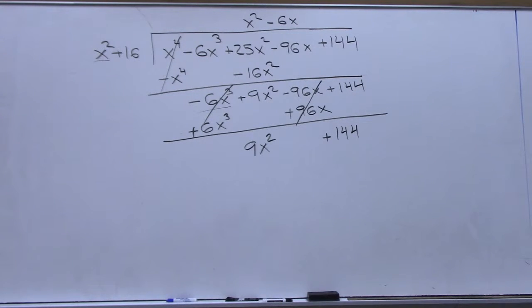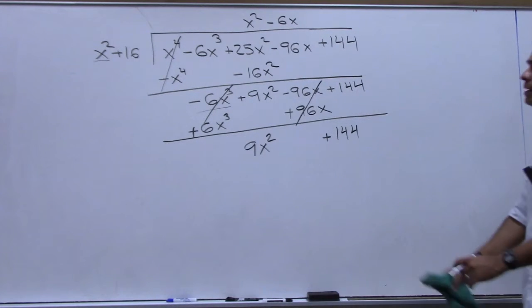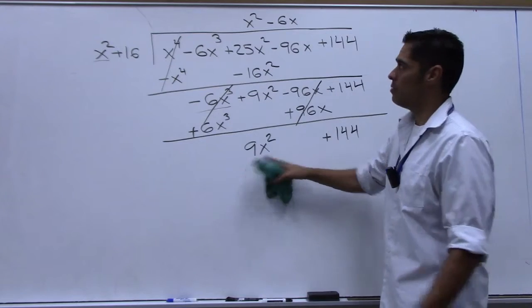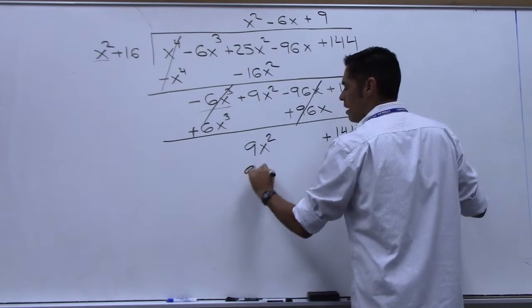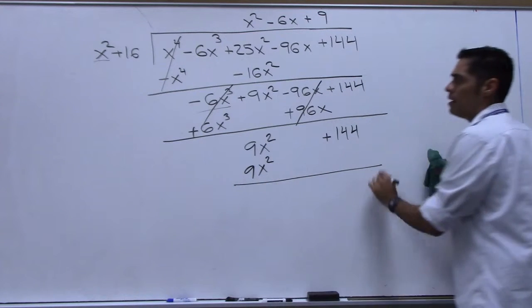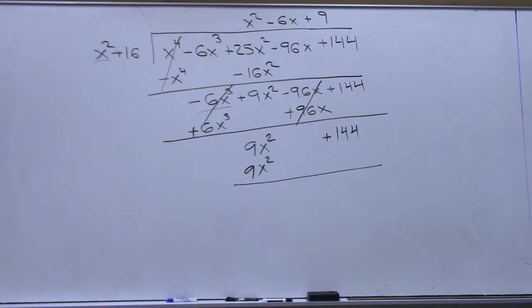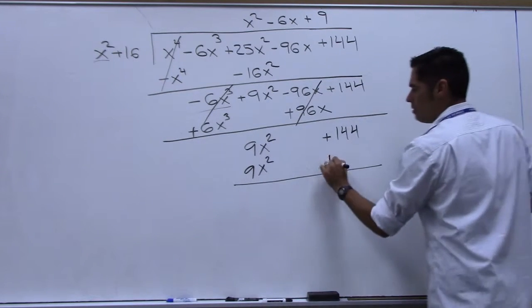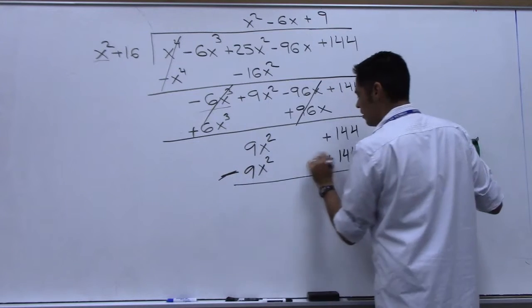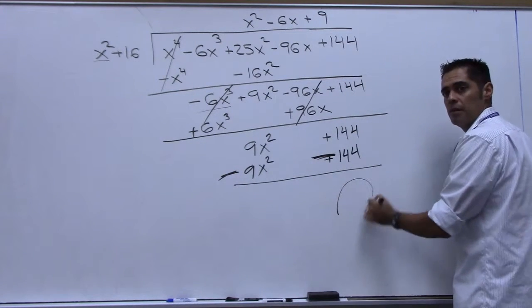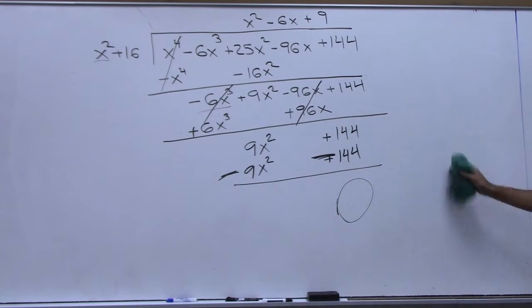And what do I multiply x squared by to get 9x squared? 9? And then when you do that, you get 9x squared. And over here, what do you get? What's 9 times 16? 144. Nice. Come through and change the signs, and you get 0, which is what we were hoping for.